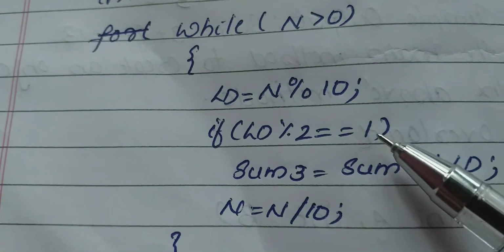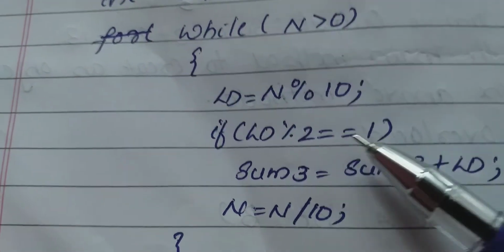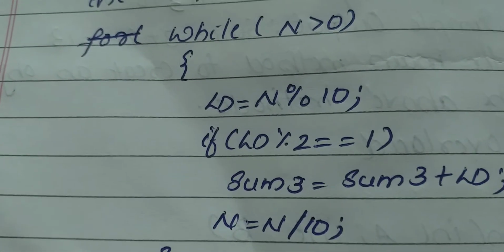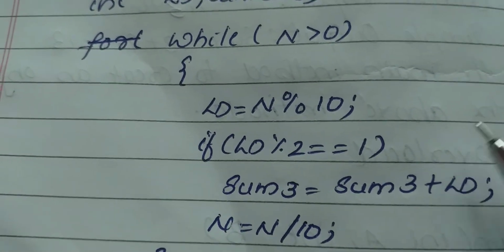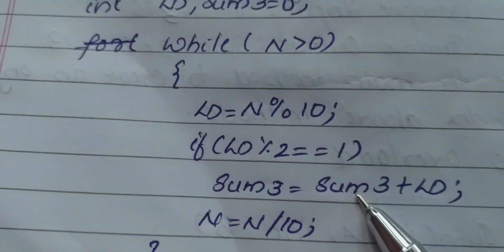So if it is 1 mod 2, we know that the remainder will be 1. 1 can't be divided by 2, so the remainder will be 1 itself. So it is an odd number. Since it is an odd number, that particular extracted digit is to be added to the variable sum.